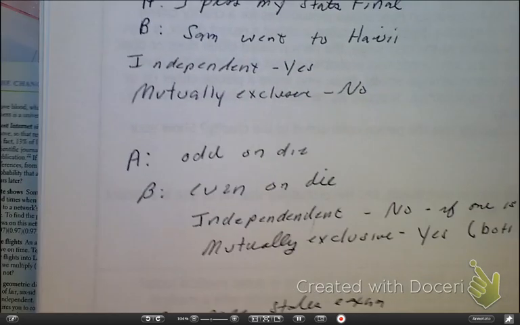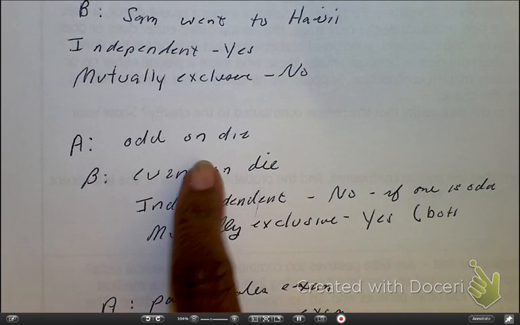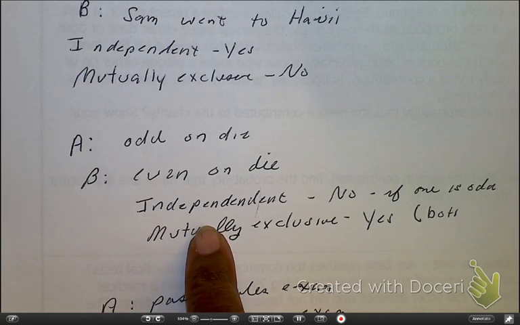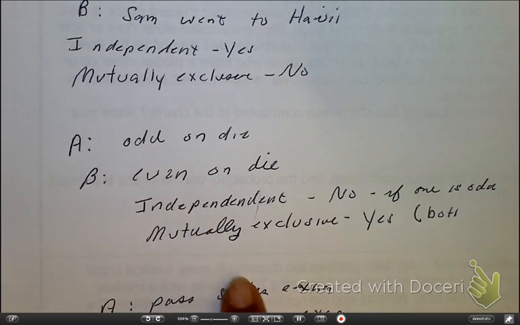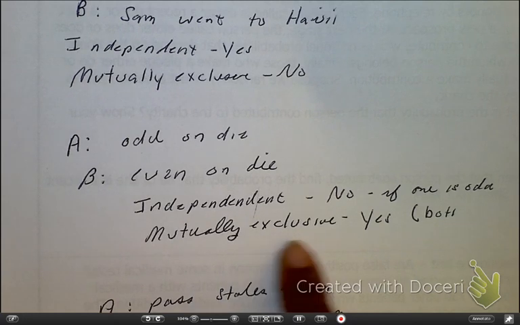Let's look at another example. Here, third example, I have odd on a die and even on a die. Well, here, yes, they are independent because the outcome of one die is not affected by the other. If you get an odd on one, does that stop you from getting an odd on a second one? The answer is no. Are they mutually exclusive? The answer is yes.